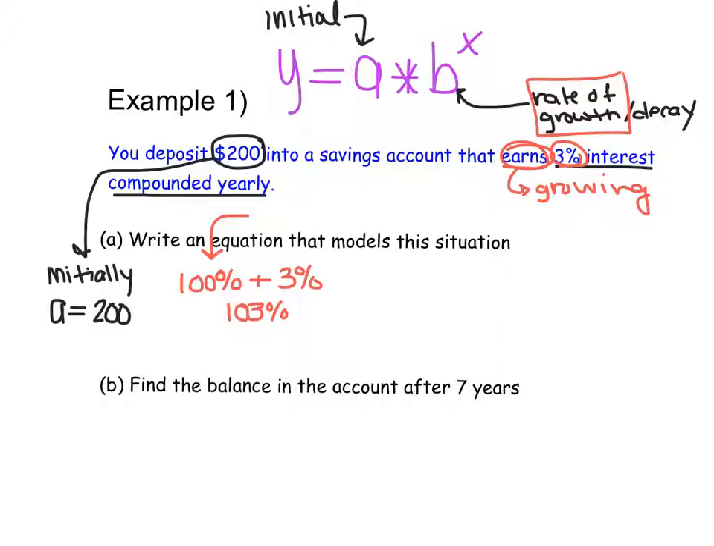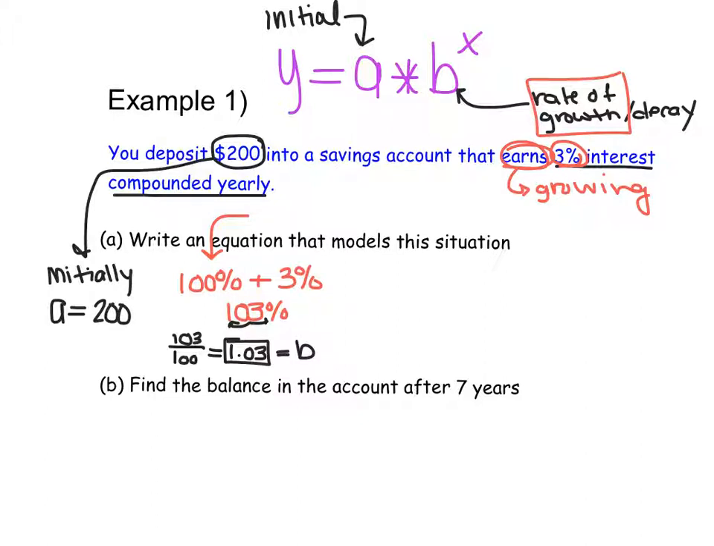Now, unfortunately, while this is our rate of growth, we can't just plop a percent into a problem. We always have to convert our percent into a decimal, and there are two ways that we can do this. First, you can take 103 and divide it by 100. So we have 1.03. Or you can use the decimal trick and say I'm going to move my decimal 2 to the left to get 1.03. So that is our rate of growth. So this is actually our b value.